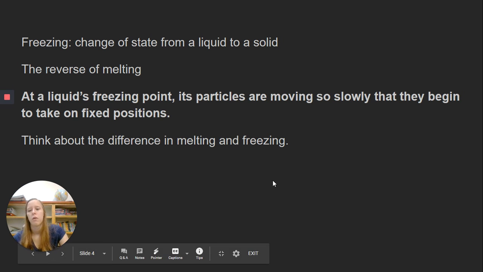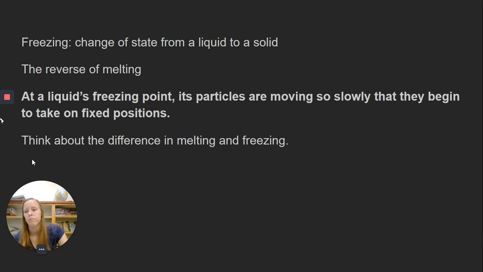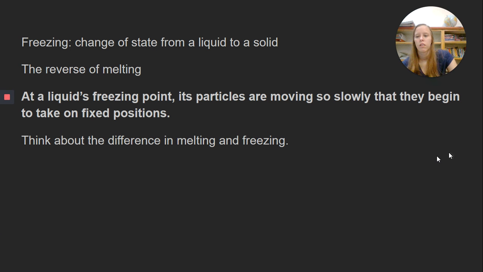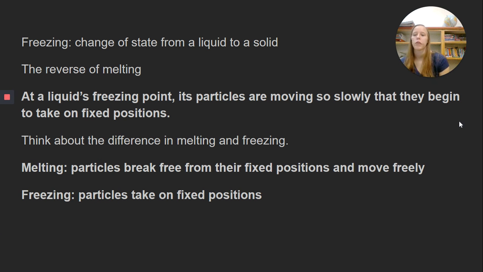Okay, so what about the difference in melting and freezing? Think about that for a second. In melting, the particles break free from their fixed positions and move freely. And in freezing, the particles take on fixed positions. So they go from moving freely to having those fixed positions.